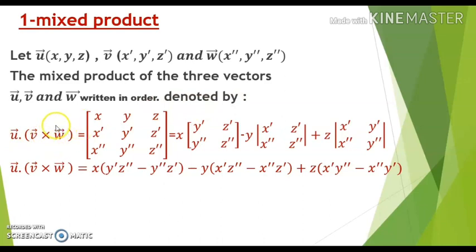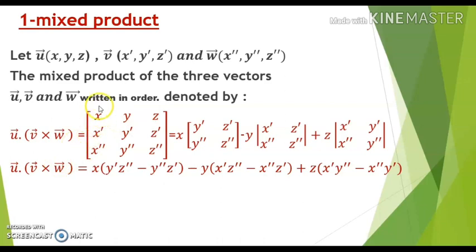We put these three vectors in a matrix. The first row is the first vector u, the middle is the second vector v, and the third row is the vector w. And as for the cross product, we put this matrix in the form of three determinants.